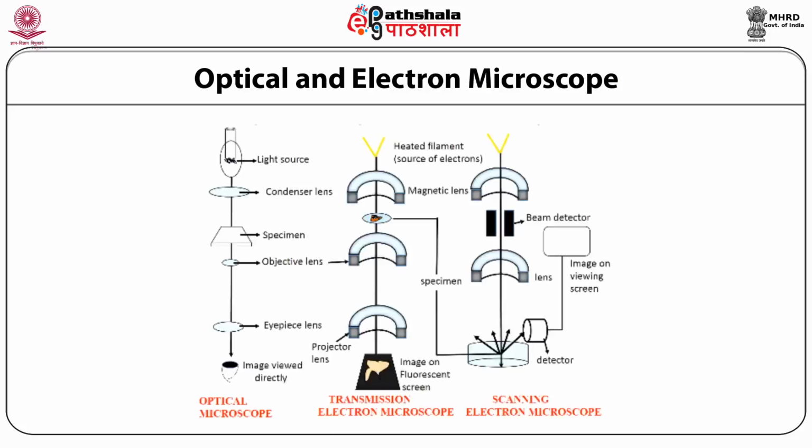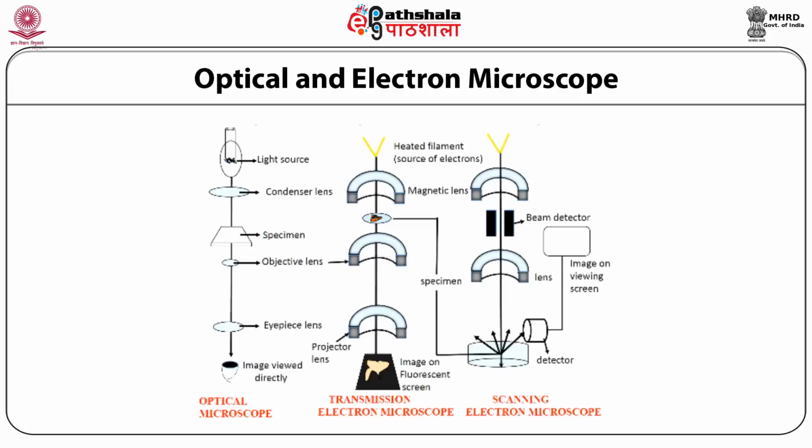Optical and electron microscopes. The schematic diagram with details of components for the optical and electron microscopes is shown in the figure below. The wavelength of visible light used as a source is generally between 400 and 700 nanometers for optical microscopes, whereas the wavelength of the electrons used as the source is approximately 0.02 nanometer in the case of electron microscopes.